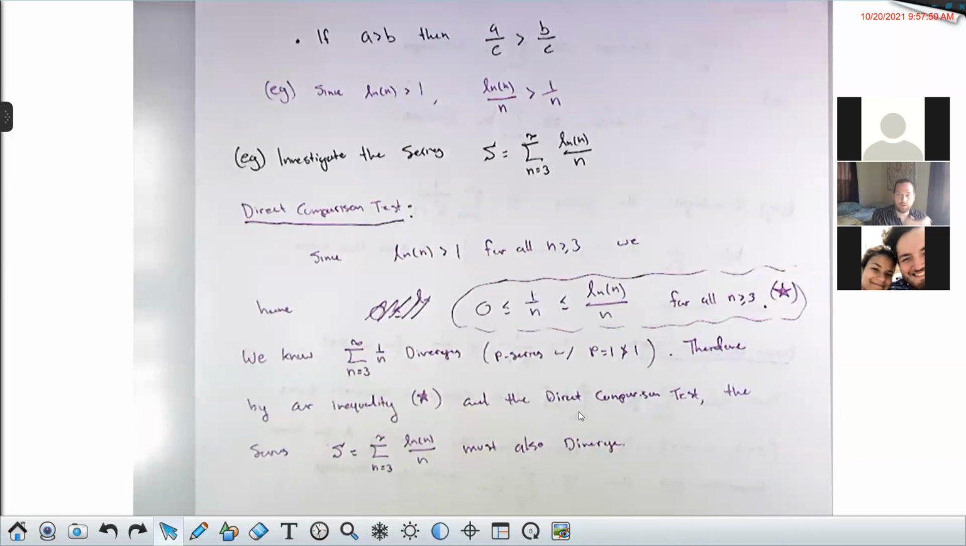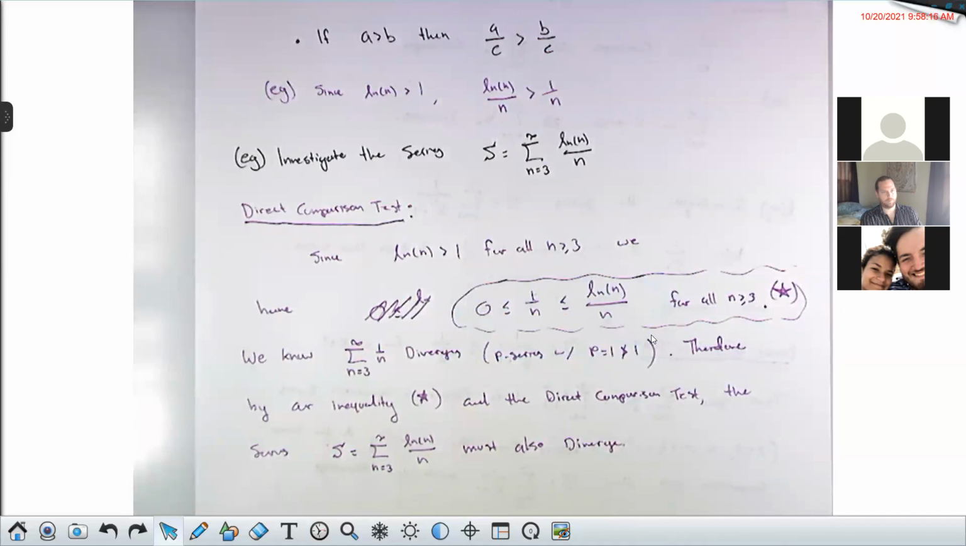So if you're bigger than a divergent series, you're divergent. And if you're smaller than a convergent series, you're convergent. That's all the direct comparison test says. But you need to show that you're bigger than a divergent series. You can't just claim it. You need to show me the inequality. Right? Coming up with this inequality sometimes takes a little bit of work.